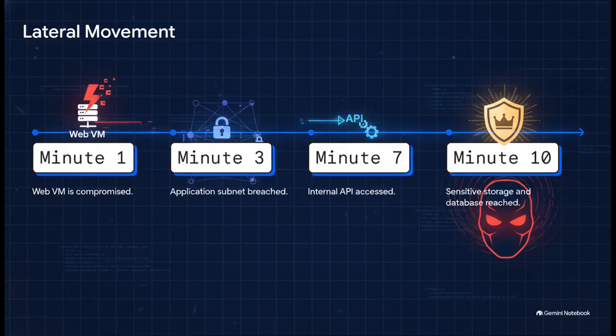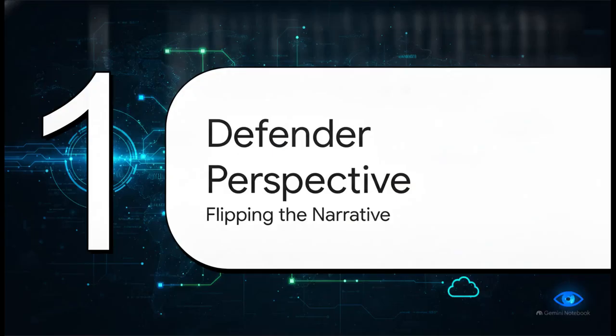By minute 3, using the excessive permissions attached to that workload, the attacker has already breached the deeper application subnet. At minute 7, they've hopped over to an internal API that the web VM was loosely permitted to talk to. And by minute 10, they've reached sensitive storage and the core database. In 10 minutes flat, an attacker has hopped from a seemingly harmless, publicly exposed test app directly to your crown jewels.